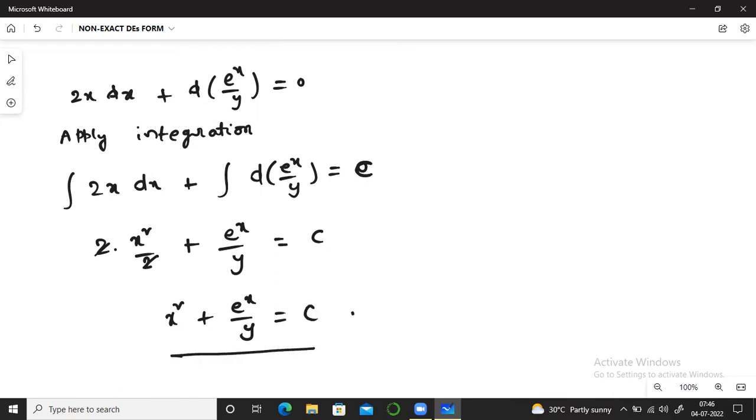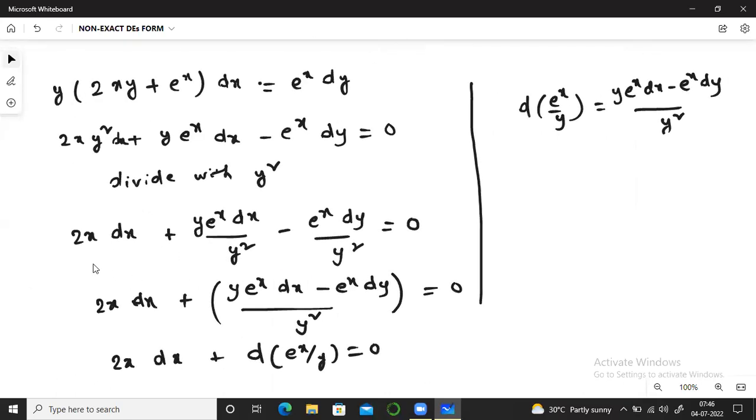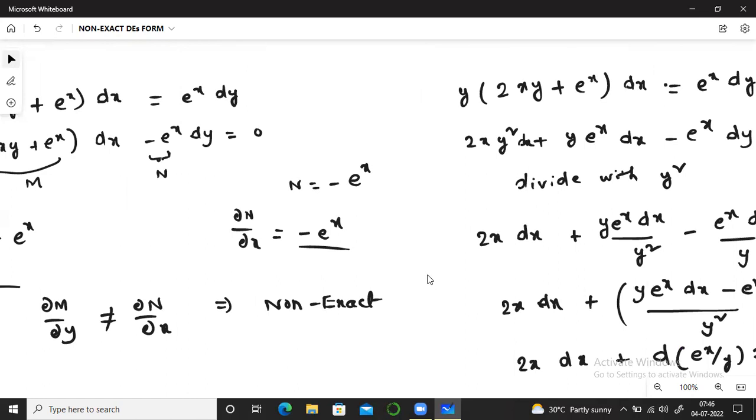That's it. Your final solution has x and y terms only, because only x and y terms were given in the question. This is the way you have to do inspection. It means how you can regroup. Only one thing you have to remember: when the question is in non-exact form, if the question is non-exact, it means dou m over dou y is not equal to dou n over dou x. You have to check whether you can solve the problem by using the inspection method or not.